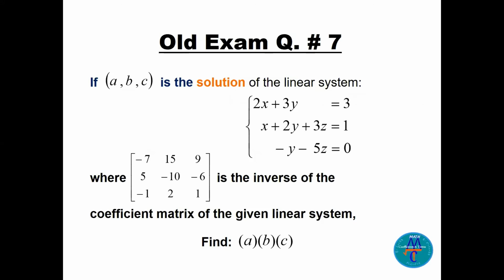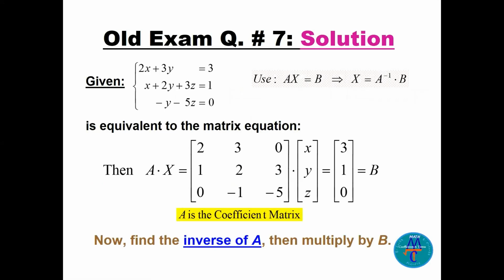Question number 7: A, B, C is the solution of this. This is very similar, but this is 3 by 3. And remember, given in the question, minus 7, 15, 9, etc., this is the inverse of the coefficient matrix. So what can we do? We write AX is equal to B, and then we have to find the inverse. It's already in the given.